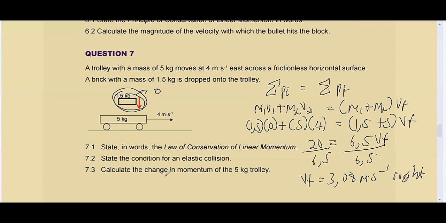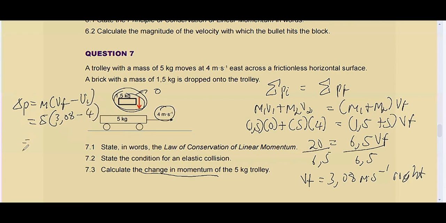But then remember, we are to calculate the change in momentum. Now we have the V final and then we have the V initial. Therefore, we can calculate the change in momentum. We have mass times Vf minus Vi. The mass for the 5 kg is 5 kg. Vf is 3.08 minus Vi, that's 4.